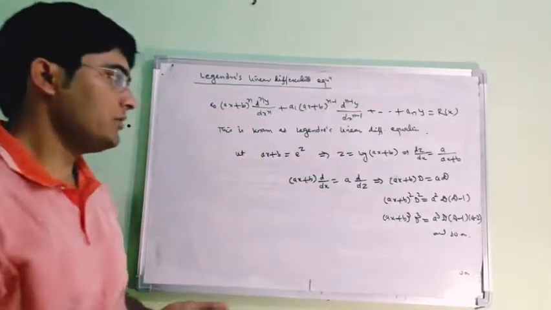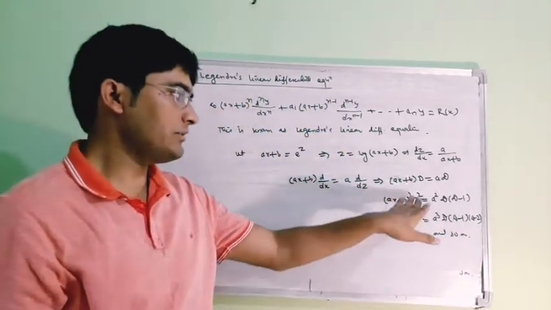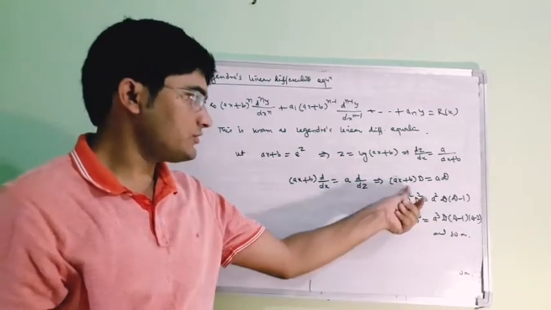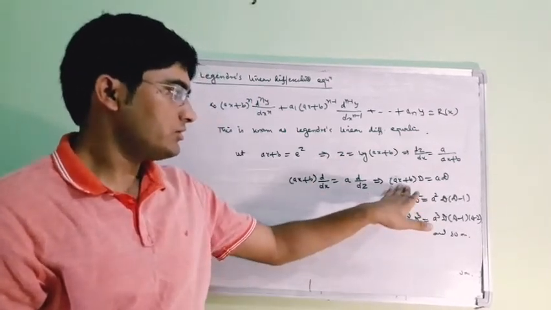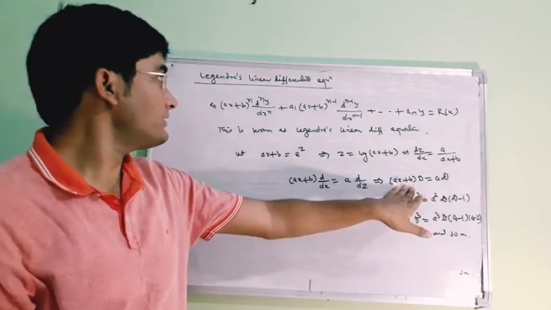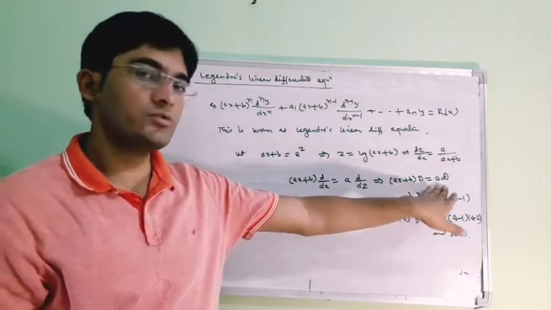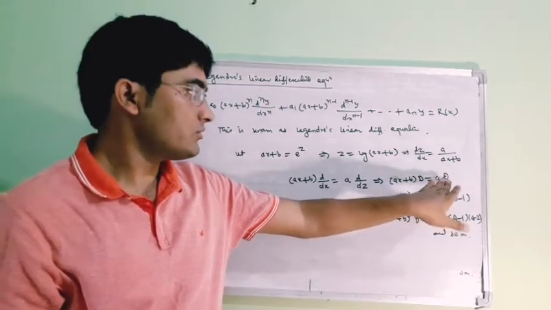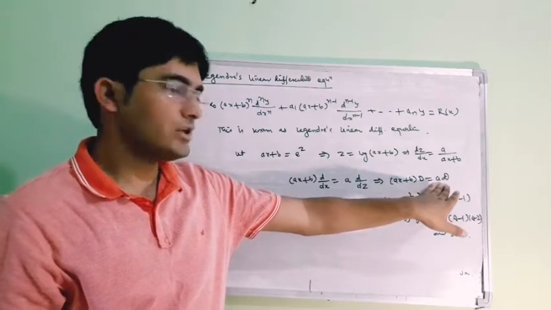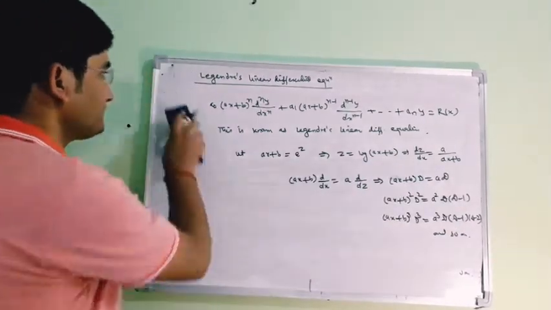So this is the value of these multipliers. And now with the help of these formulae, your Legendre linear differential equation will reduce into the linear differential equation with constant coefficient.